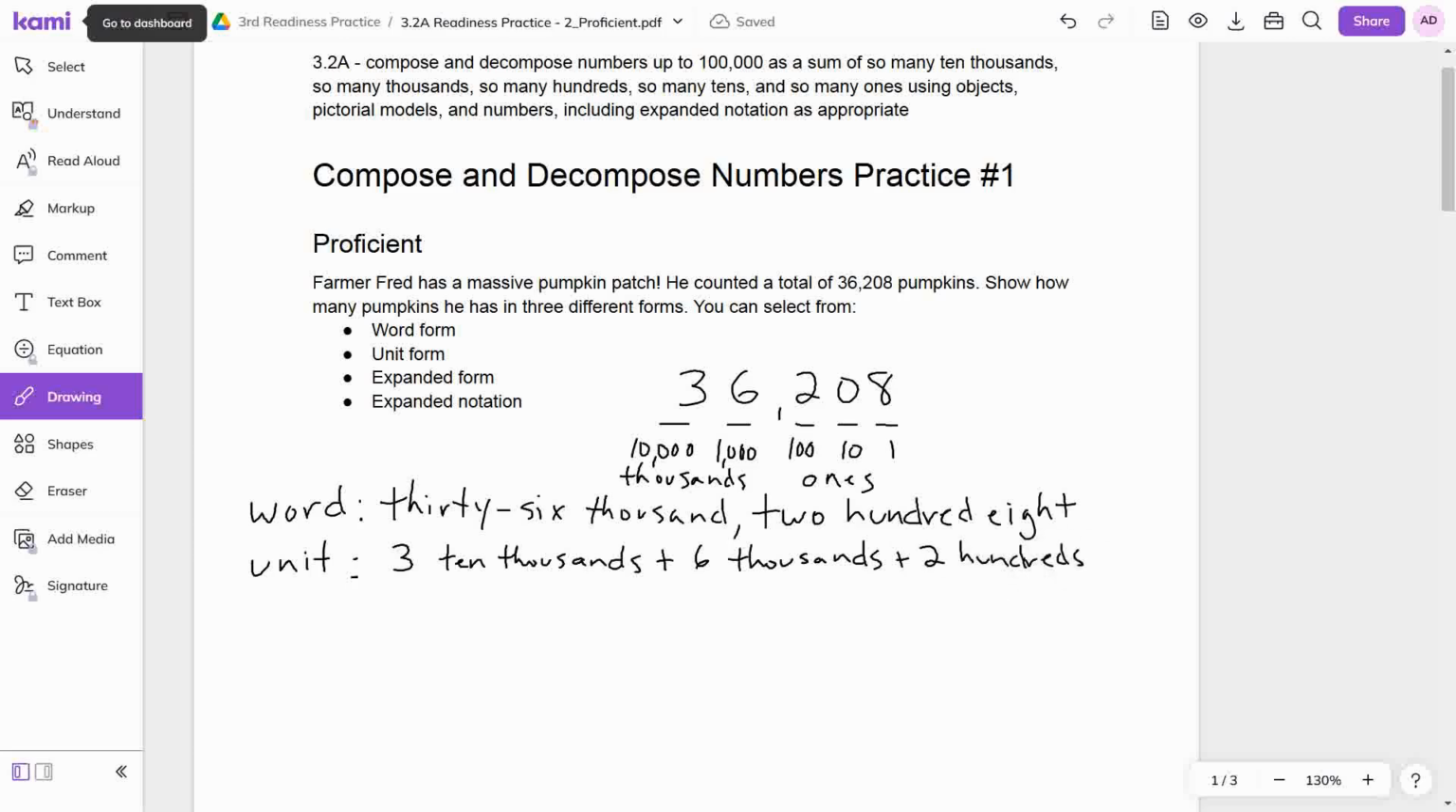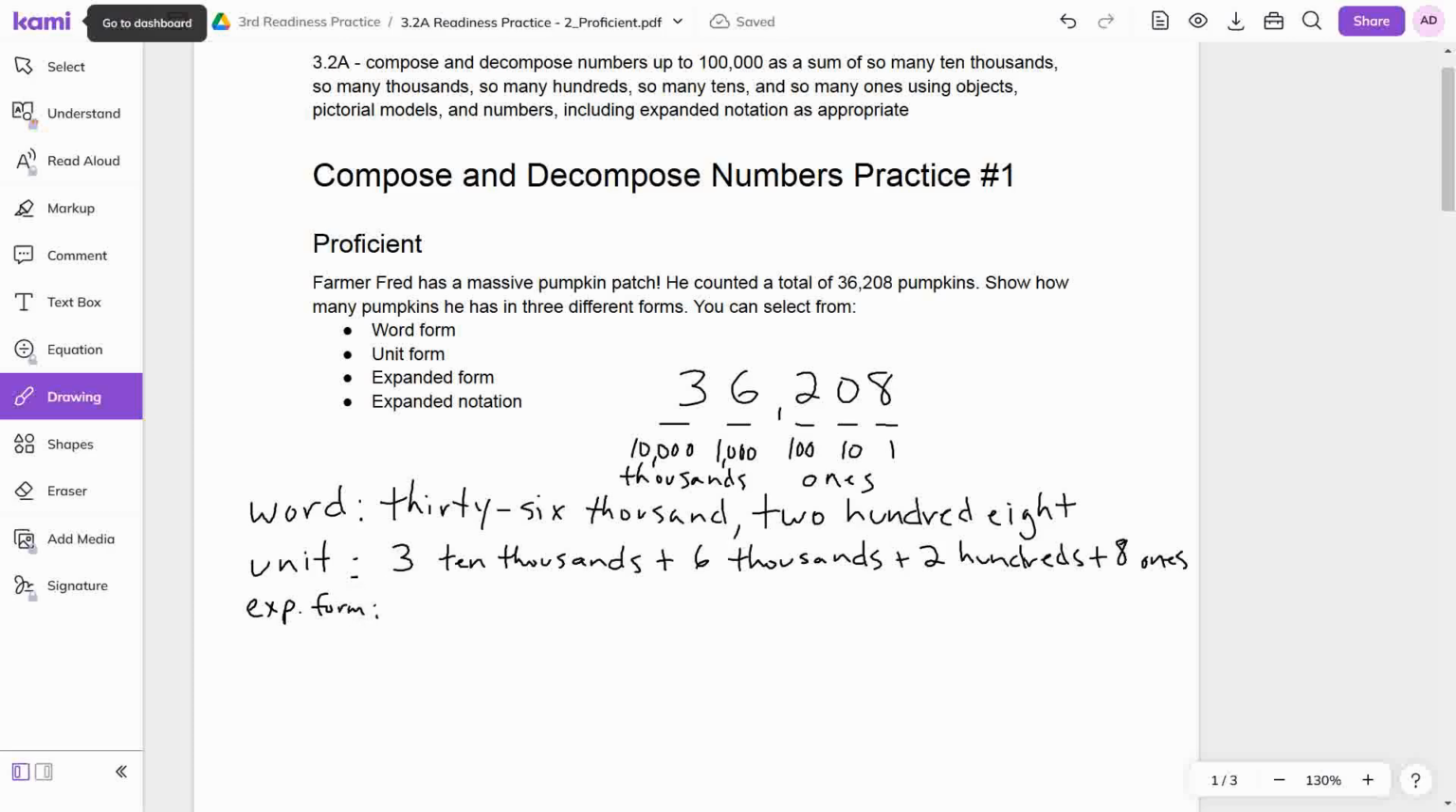Now, I'm not going to put anything for my tens. I don't have anything, so you don't add 0 tens. You just leave space for the 8 ones, and there you go. Now, expanded form and expanded notation are going to look similar. Expanded form is something that we've done in 2nd grade. Expanded notation is new to 3rd grade.